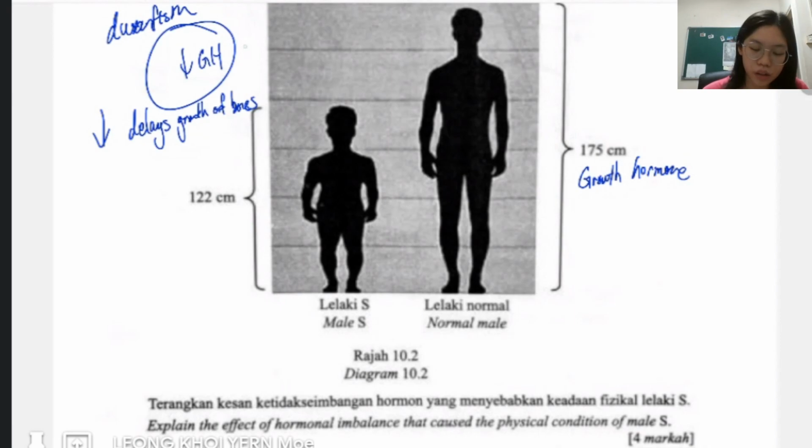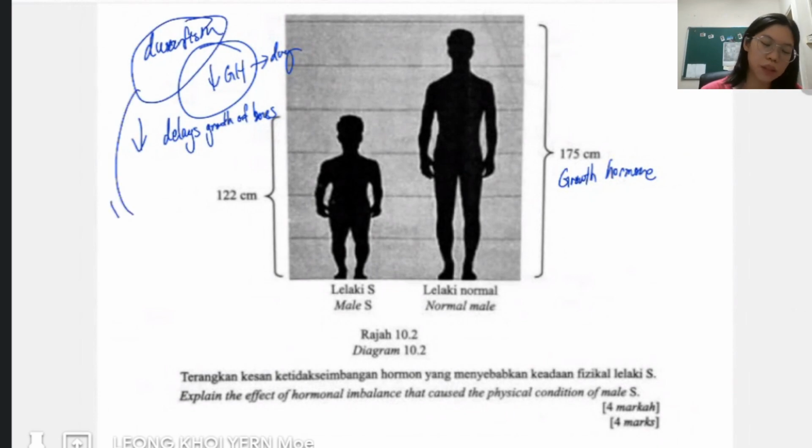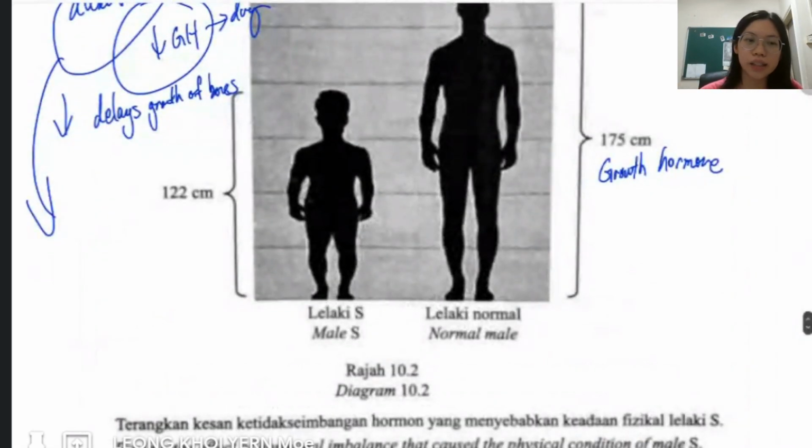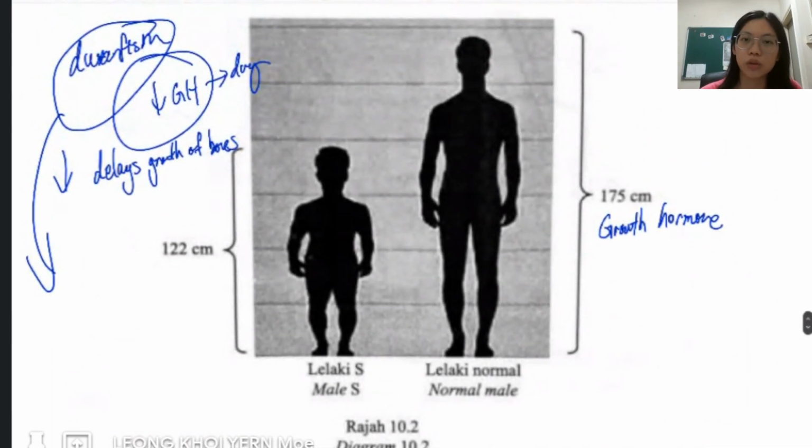Yeah. And during the secretion of hormone, you can also emphasize that it is during the puberty period of growth. And last but not least, maybe you want to mention what dwarfism actually is, whereby his height tends to be lower than a normal male adult. So that's how you get these 4 points to explain it.